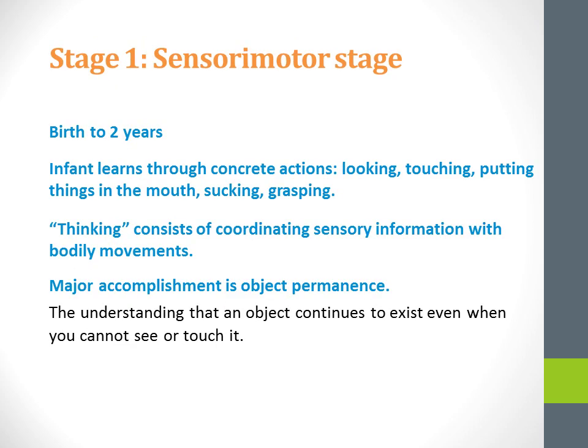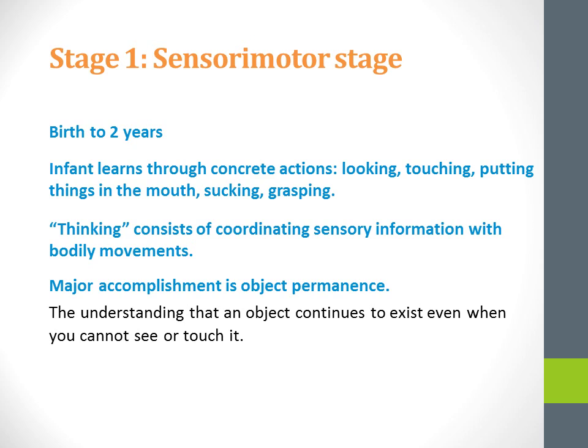So there are 4 stages of cognitive development according to Piaget. The first stage is the sensorimotor stage. In the sensorimotor stage, if we break this term down, we see that it involves your senses and motor movement. Piaget believed that the child learns about the environment by using their senses and motor movement, so coordinating sensory information with bodily movements. That's how the child thinks in this stage.